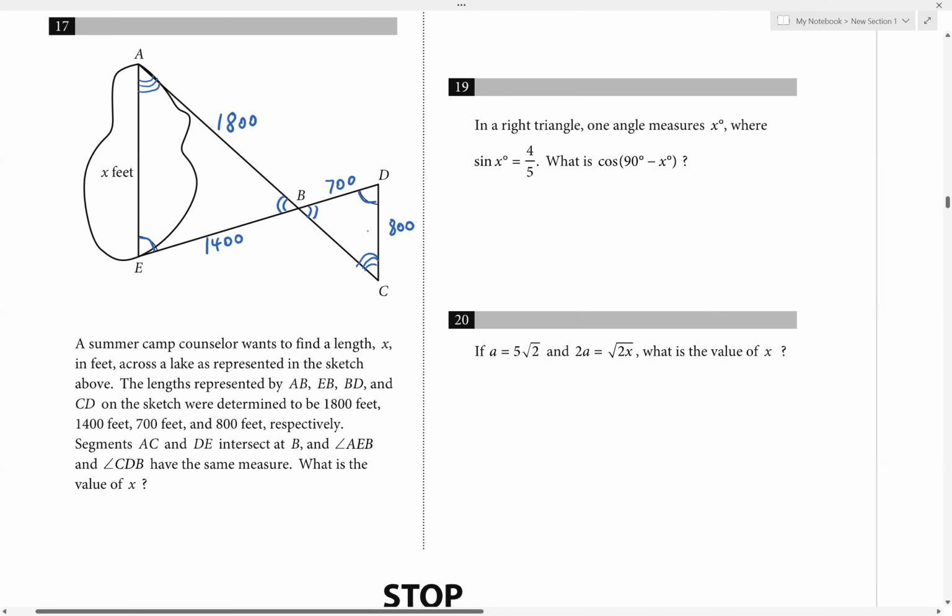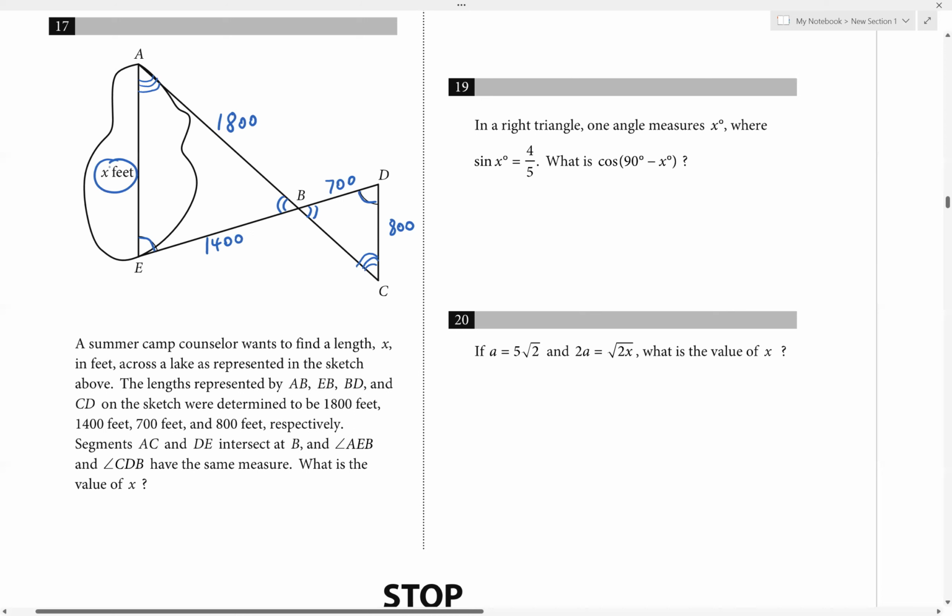Although we don't know the exact measure of the third angle, we know all three angles have to be equal here. So if all three angles are the same, then the two triangles are similar triangles. And for similar triangles, all the corresponding sides have to be proportional. So to solve for x, we can set up a proportion.